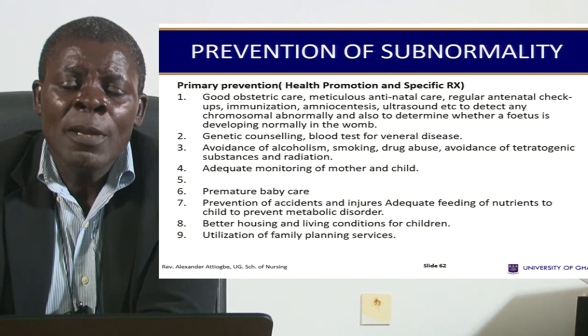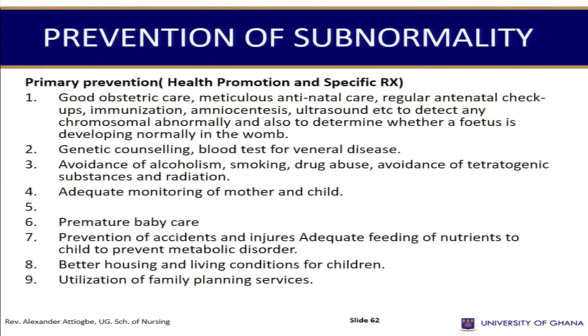So prevention. Primary prevention of subnormality, that is health promotion and specific treatment. Good obstetric care, meticulous antenatal care, regular antenatal checkups, immunization, amniocentesis, ultrasound, etc., to detect any chromosomal abnormality and also to determine whether a fetus is developing normally in the womb. Genetic counseling is so important. You also need to do blood tests for venereal diseases.